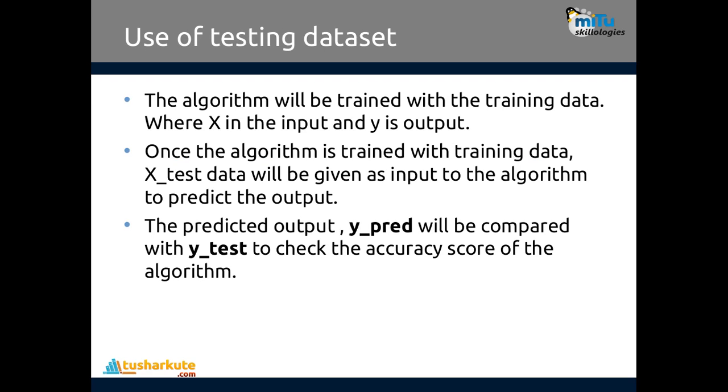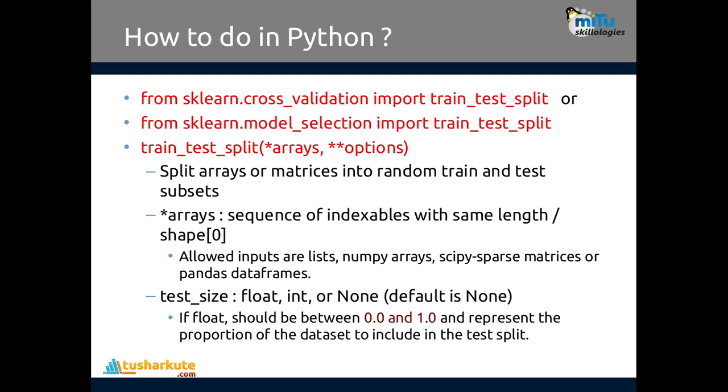So let's again read out the things which are available for this theory. The algorithm will be trained with the training data where x is the input and y is the output. Once the algorithm is trained with the training data, x test data will be given as input to the algorithm to predict the output, and the predicted output y pred will be compared with the y test to check the accuracy score of the algorithm. So in order to find how effectively the algorithm behaves, we are going to do this train test split. How to do this in Python?